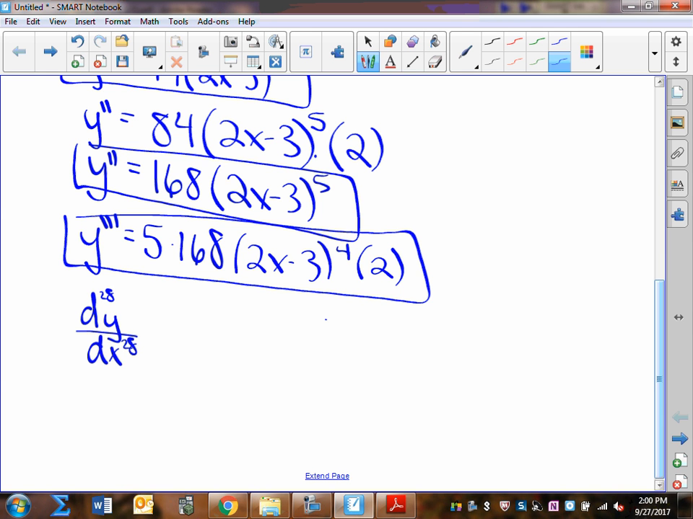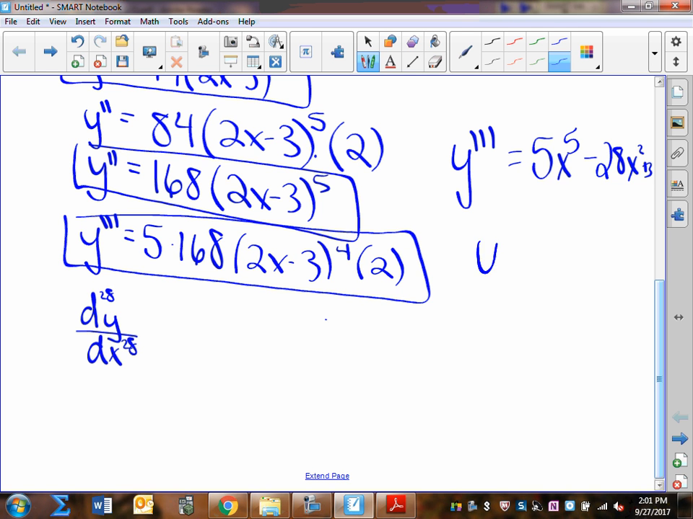Let me ask you this. Say that our third derivative was this. What will be your 28th derivative, do you think? 0, you guys are catching it. So if I continue to take the derivative over and over, think about it.